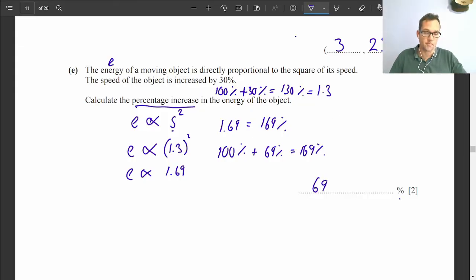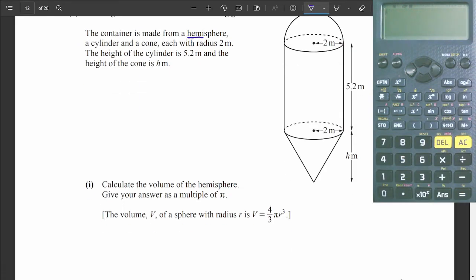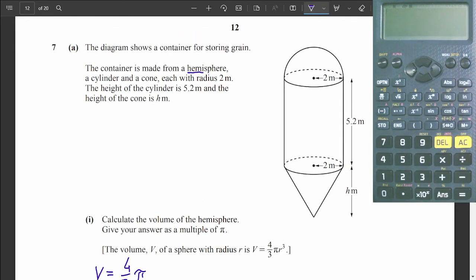Got it. Question 7a. The diagram shows a container for storing grain. It's made of a hemisphere. Don't forget that hemi. A cylinder and a cone, and then it gives us the information. First, it tells us to calculate the volume of the hemisphere, and they give us the formula. So let's write that down. The formula is V equals 4/3 pi r cubed.